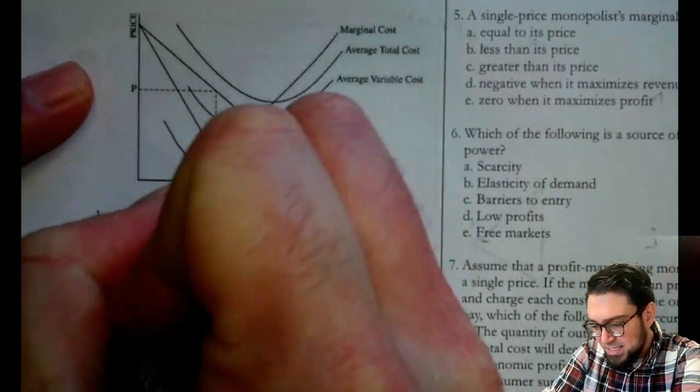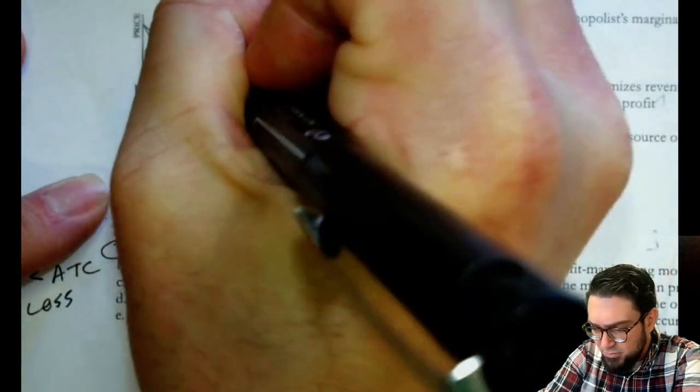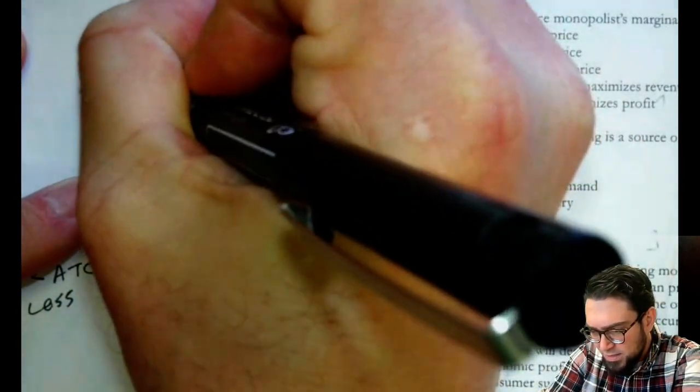P is less than ATC, so they're losing money. And in fact, we can even put that right there. That's that loss rectangle right there. Womp, womp, womp. Sad trombone.